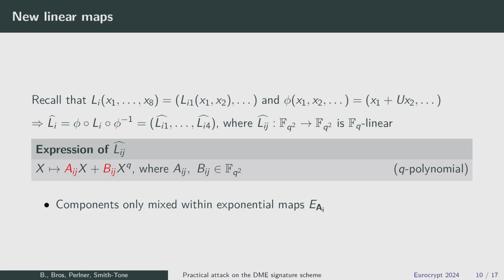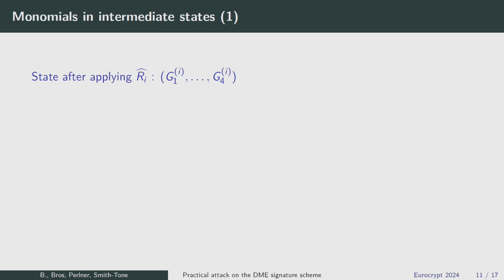Okay. And so the conclusion of this is that now I can focus on a scheme where the components will only be mixed within the exponential maps, and so it will be much easier to study. So what we'll study precisely is now the monomials which are present in the intermediate states. So here I represent the intermediate states that I obtain after applying the ith round of my scheme.